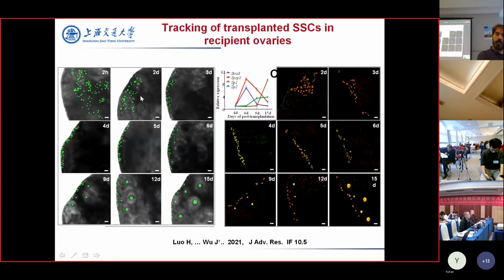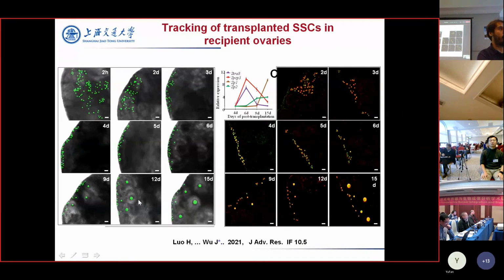On day 2, we can see some cells try to migrate to the surface of the cortex of the ovary, and on day 3 nearly to the surface. Day 4, they almost reach the surface, and day 5 really reach the surface. On day 6, some of the cells like FGSCs get bigger, a little larger, and go different to the early stage of oocytes. On day 9, we can see more cells getting bigger.